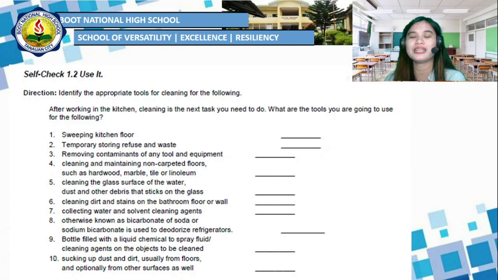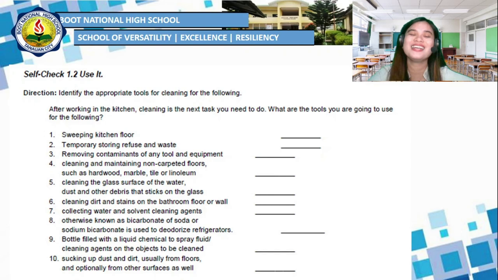Number 4, cleaning and maintaining non-carpeted floors such as hardwood, marble, tile, or linoleum. Number 5, cleaning the glass surface of water, dust, and other debris that stick on the glass. Next, number 6, cleaning dirt and stains on the bathroom floor or wall. Collecting water and solvent cleaning agents. 8, otherwise known as bicarbonate of soda or sodium bicarbonate, is used to deodorize the refrigerator.